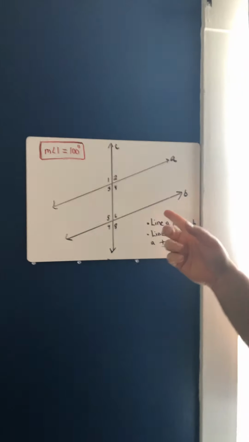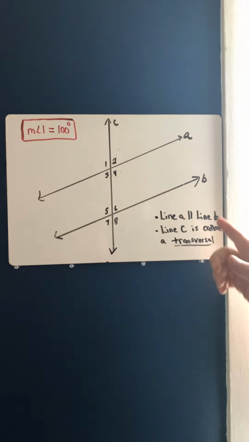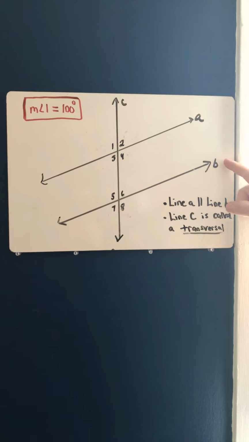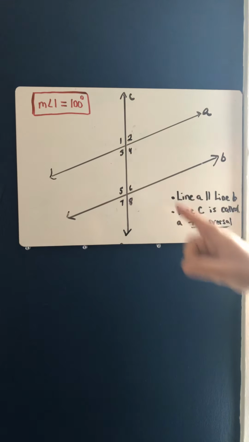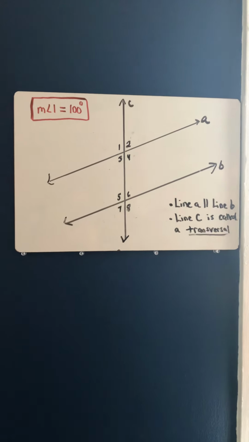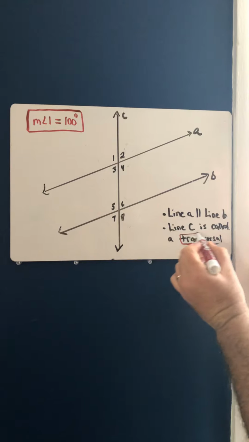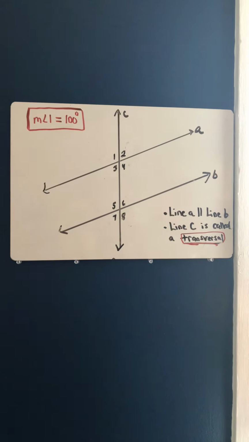So here's the concept, and the concept is called parallel lines cut by a transversal. And the big important thing here is we note that line A is parallel to line B. So that means they never intersect. And then we introduce a third line, line C, it's called the transversal. So that's an important vocabulary word, the transversal. So that's line C, cuts through two or more lines.